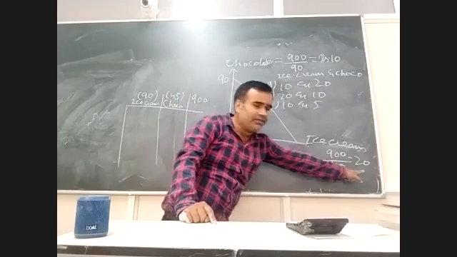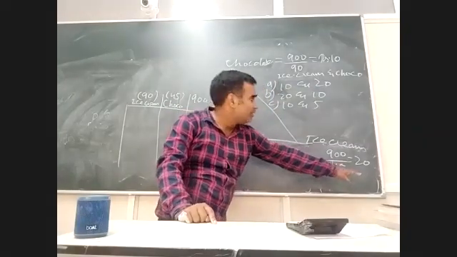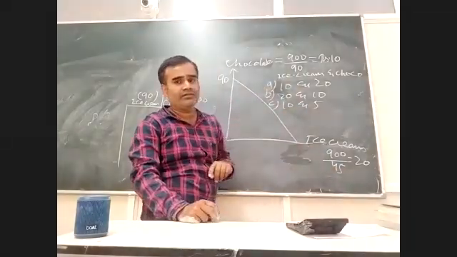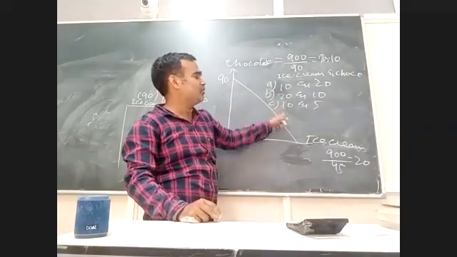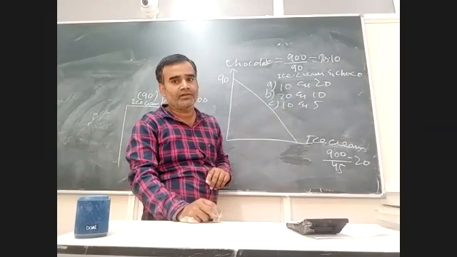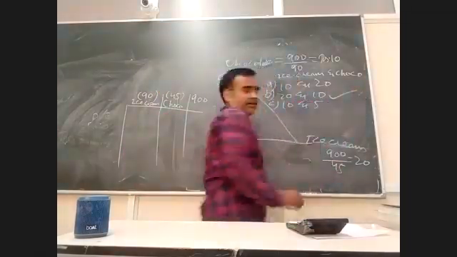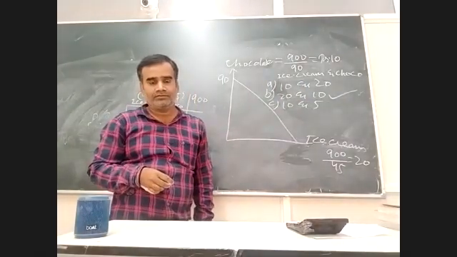So what is the ice cream price? 20. Okay, 20. And what is the chocolate price? 10, sir. 10. So which option, A, B or C? B. B option, sir. Just check in the textbook. Yes, sir, it's B.